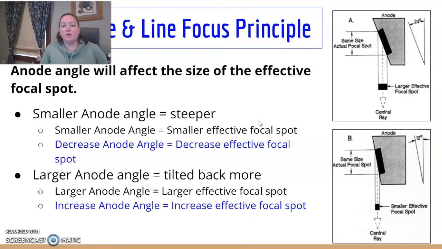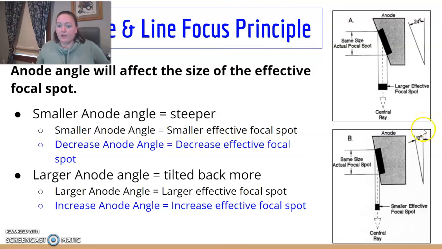Okay, so the anode angle as it changes, and if you watch the anode heel effect one, right, it's either a smaller degree of angle or a larger degree of angle. This can change the size of your effective focal spot. So the image on the top here is showing you a larger anode angle with 24 degrees, and the bottom one is smaller with 12 degrees.